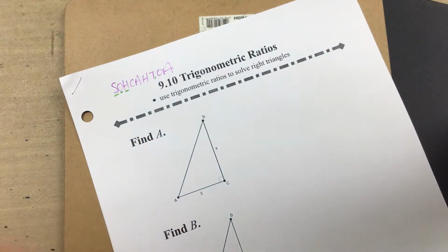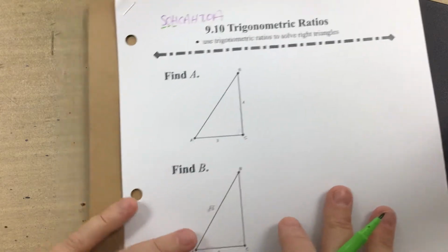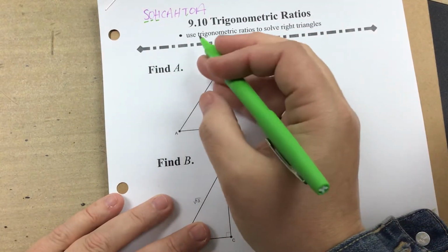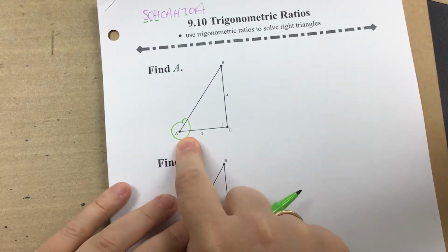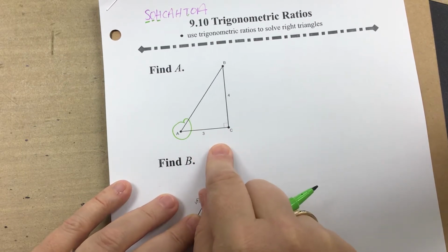In the examples we're going to do today, we're either going to find a missing side or a missing angle, depending on our problem. So let's take a look at the first one. It says find angle A. This is angle A in the picture. We need to identify the sides that we know so we can pick the correct trig ratio.